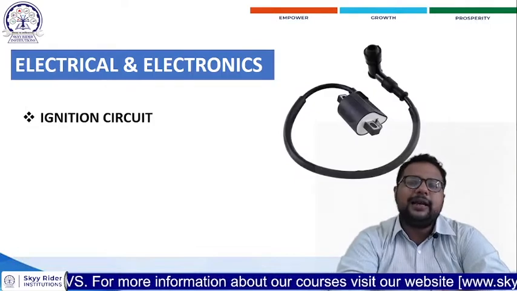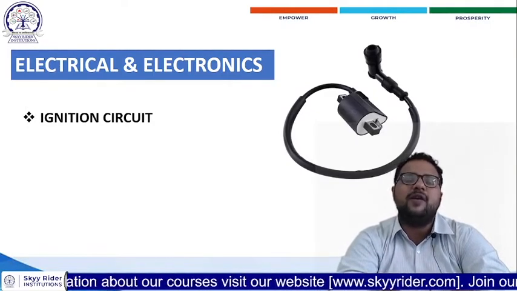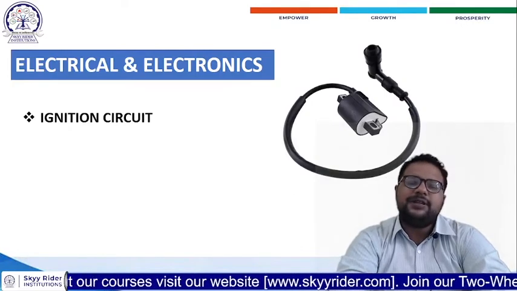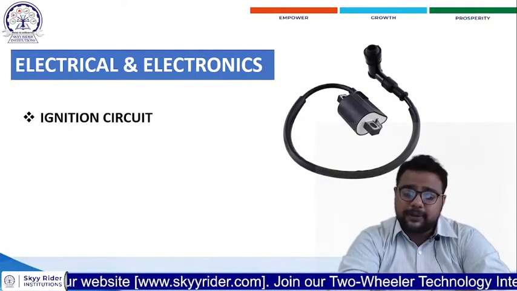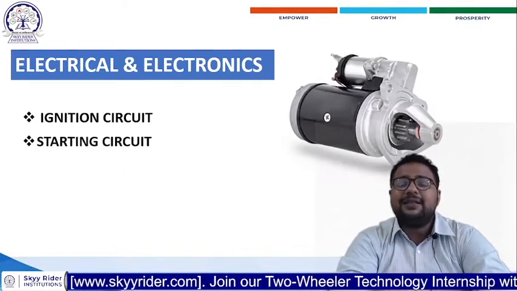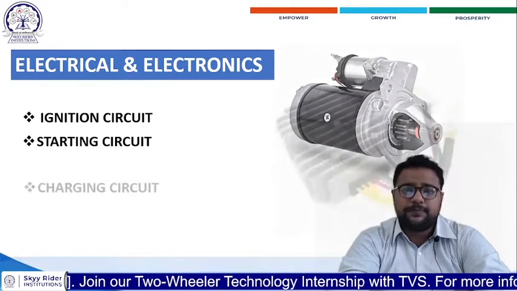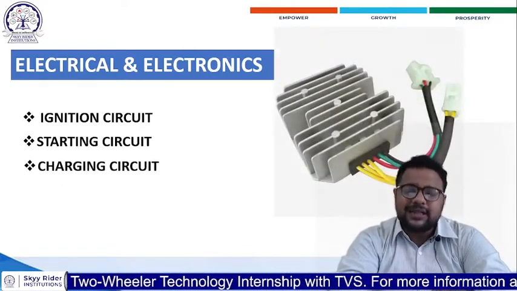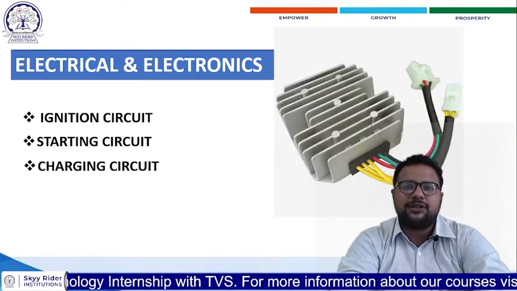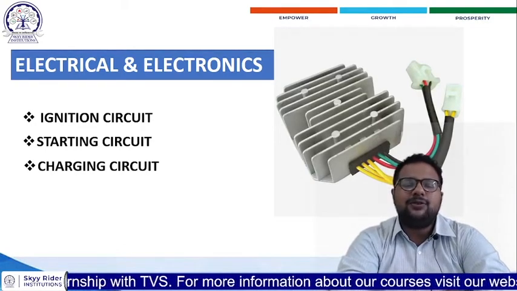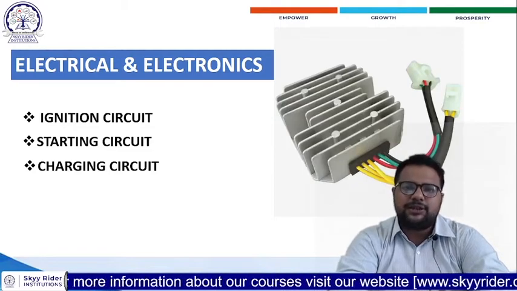Now in electrical and electronic circuit, we have different circuits which help in the working of different areas. So first we have the ignition circuit which helps in sparking the spark plug. Then we have the starting circuit which helps in starting the self motor. Then we have the charging circuit. So in the charging circuit, the battery is charged. Okay. So the battery needs to be charged regularly.